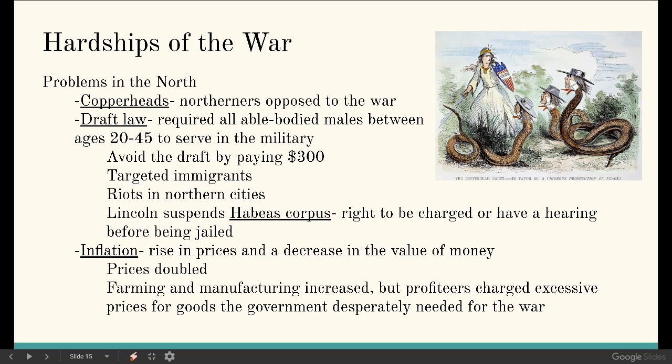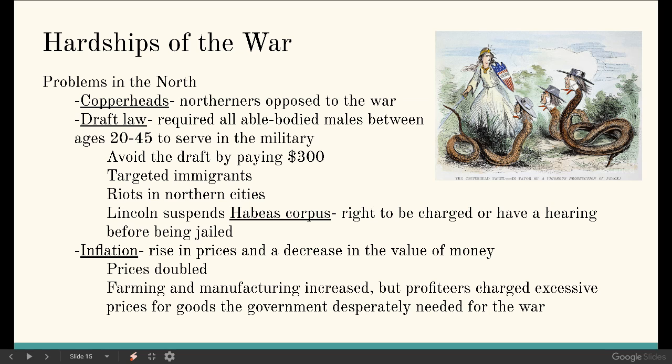The draft also targeted immigrants. So oftentimes there would be enlistment officers down by the docks when immigrants would come over from Europe in places like New York, and they would sign immigrants up for the Union, give them a gun and a uniform, and then send them off to the barracks to get ready to train and fight. So that was kind of a problem for the North as well. And a lot of people started rioting in northern cities as a result of the draft law. They did not want to be drafted.